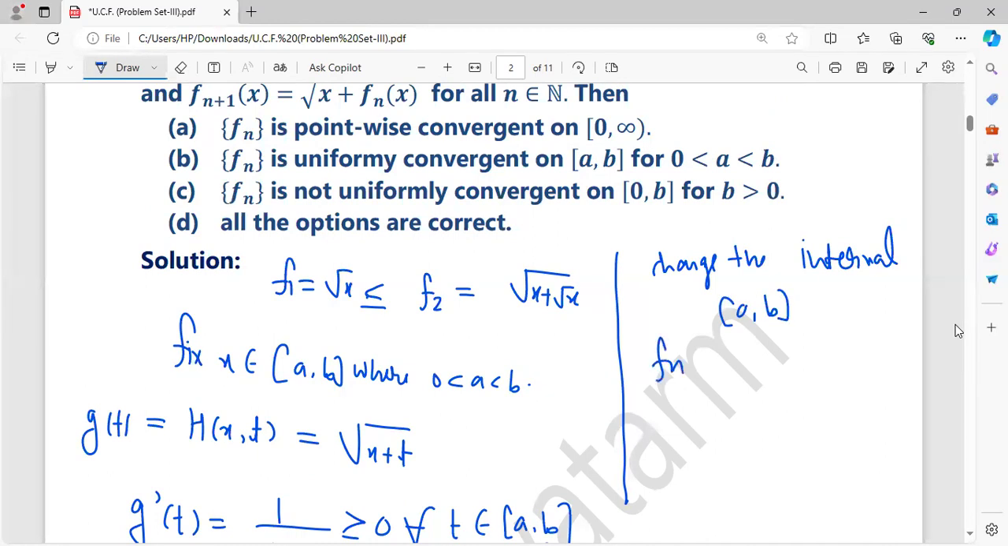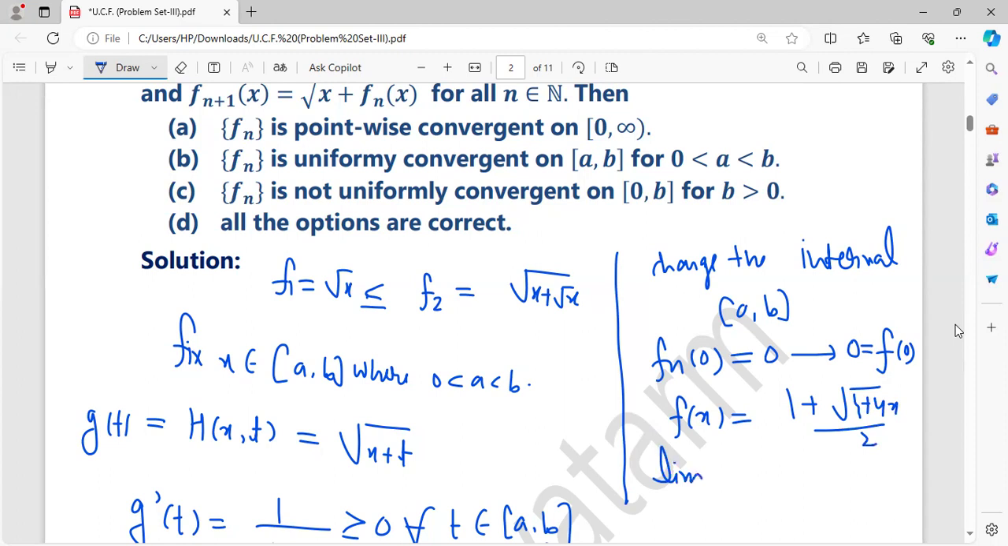Now what is f_n(0)? f_n(0) is 0 for each n, and that is tending to f(0). Zero sequence tends to zero, sorry, zero limit, and that is f(0). But what is f(x)? It is 1 plus root of 1 plus 4x by 2. So what is the limit of f(x) from the right? That is 1 by 2. It means that is not equal to f(0). It means f is not continuous.